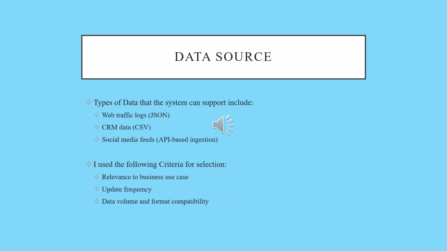I selected three types of data for this project: web traffic logs in JSON, CRM data in CSV, and social media feeds accessed through APIs. These were chosen based on their relevance to typical business needs, update frequency, and compatibility with cloud storage formats and analytics tools.